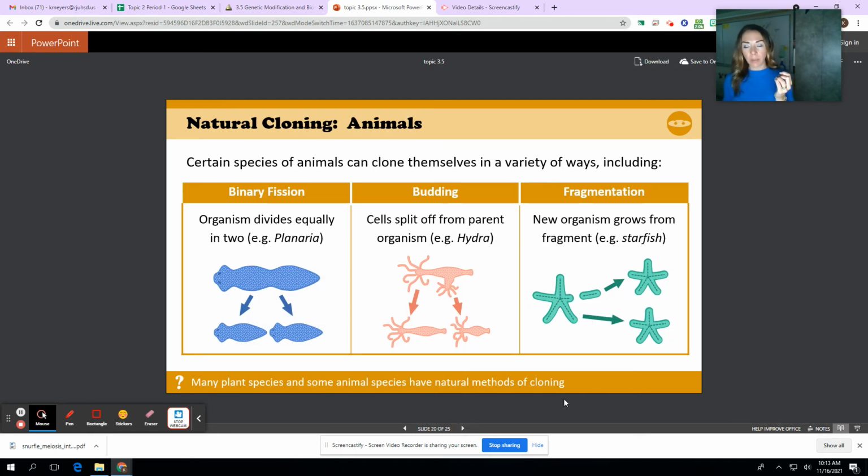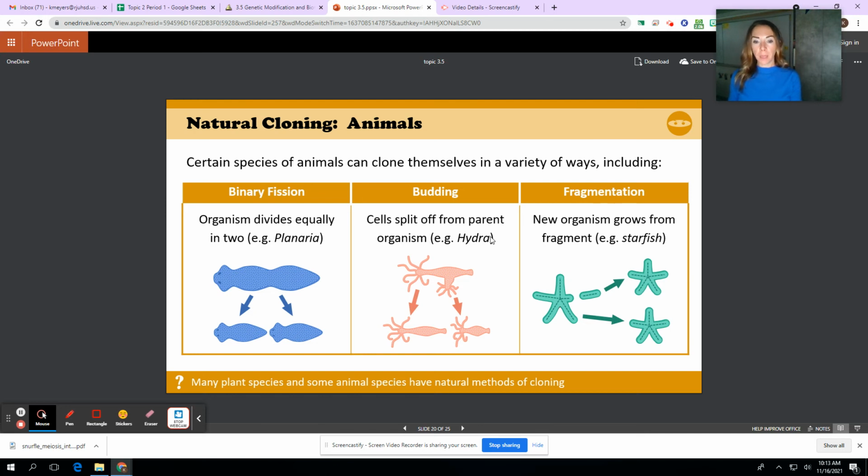Here are some different natural ways that we talk about cloning in animals. Certain animal species clone themselves in a variety of ways. You might already know about things like starfish, maybe not the planaria or the hydra, but let's start with fragmentation because that is probably the most familiar. Fragmentation is when the animal is able to clone itself in fragments. If you cut a starfish up, or the arm off, it'll actually create an exact copy, a clone of that starfish. It's able to regrow. That's called fragmentation.